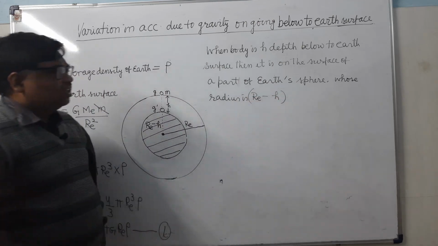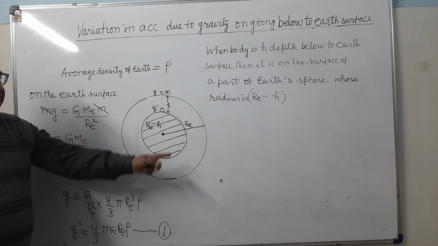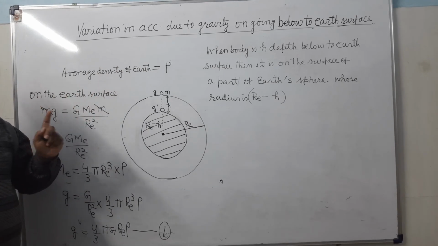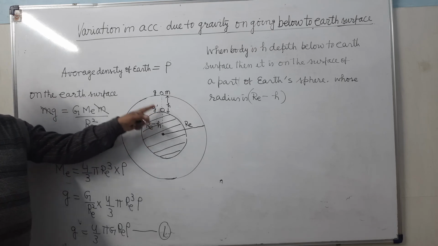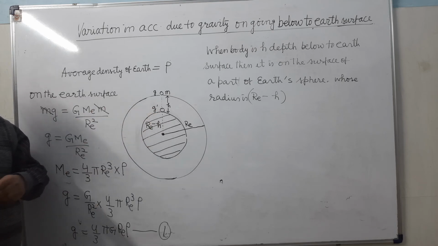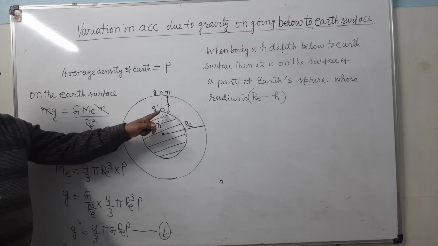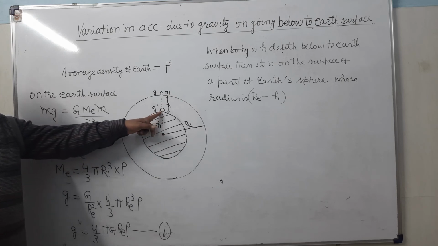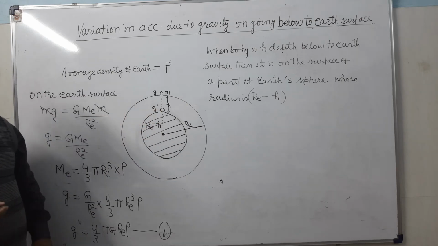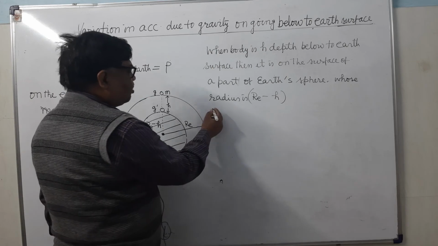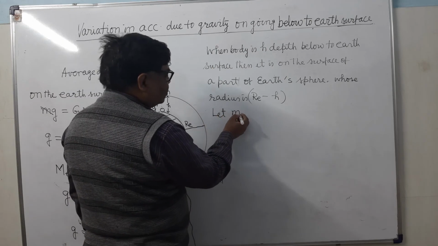It's clear? Means it is not situated over the whole earth's sphere. It is situated on the part of earth's sphere whose radius is RE minus h. Only this much part will exert force on this. Only this part which is shaded here will exert force upon this. So see here, let mass of this part be me dash.